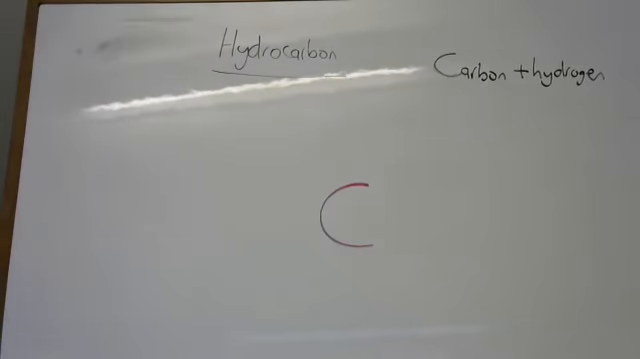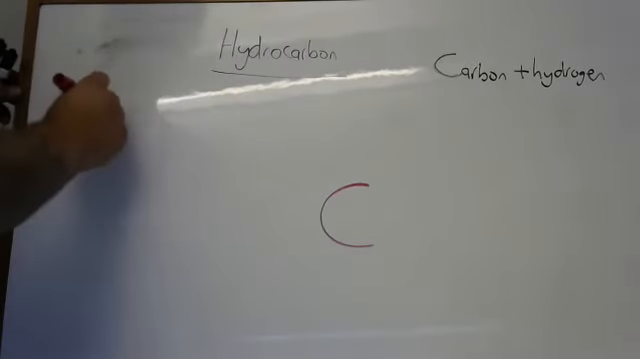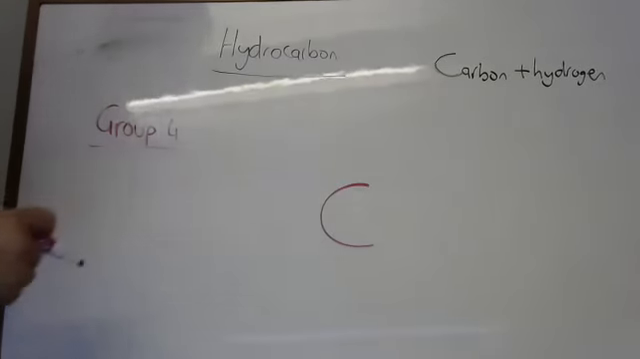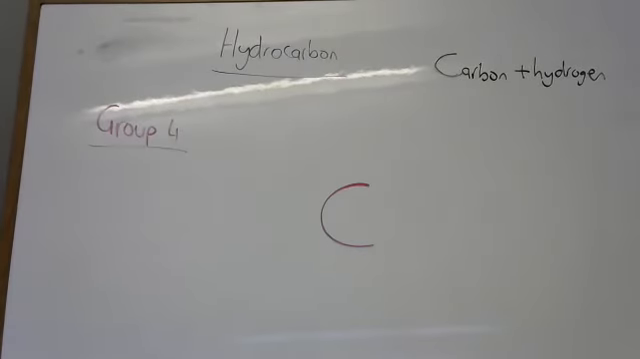Carbon is so important because these hydrocarbons are the basis of life. When we're looking for signs of life on other planets, we're looking for hydrocarbons. Carbon is in group 4. So it can create covalent bonds with 4 other elements. So it can create 4 other covalent bonds.